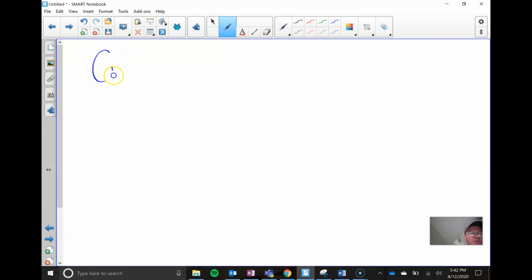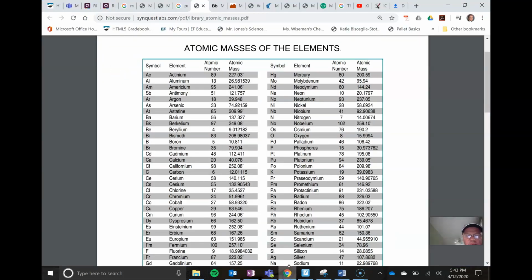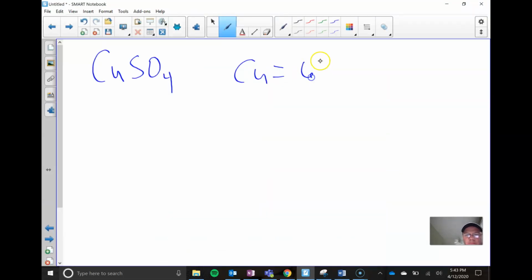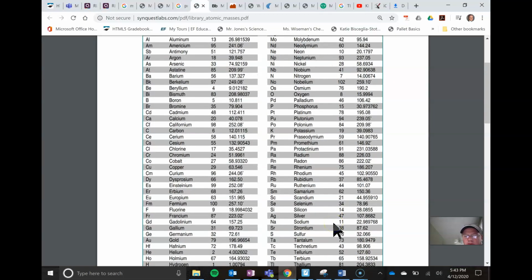So if I were going to calculate the molar mass of copper sulfate, okay, so looking at just the formula, I've got 1 mole of copper here, just 1 mole of copper, and that 1 mole of copper has a mass of 63.54. Okay, I've got 1 mole of sulfur in that compound, and that 1 mole of sulfur down here, 32.06.